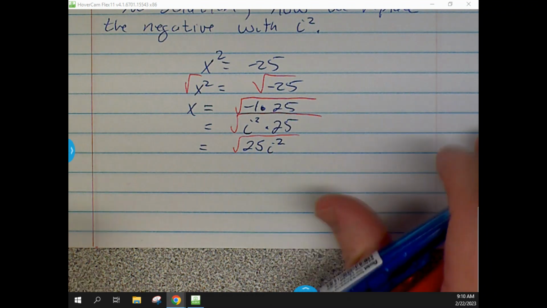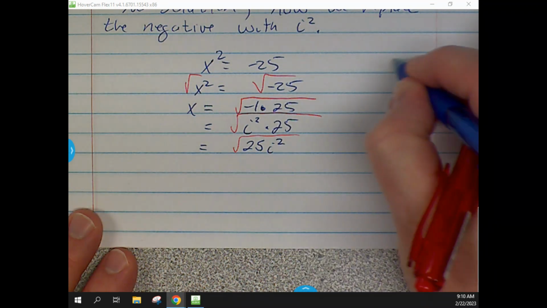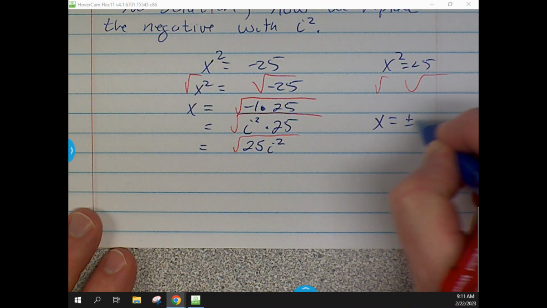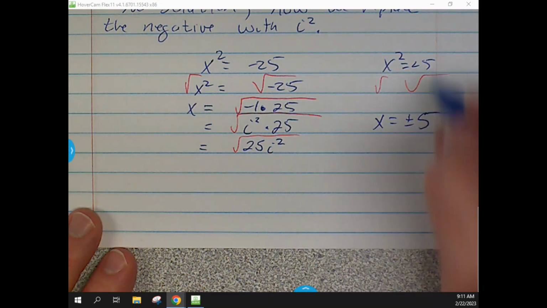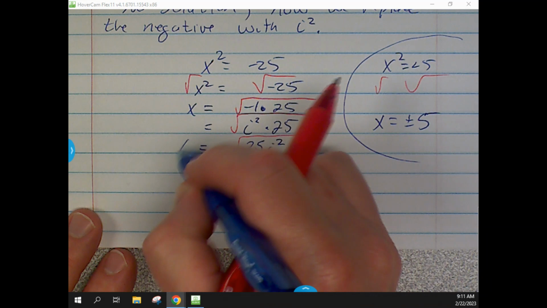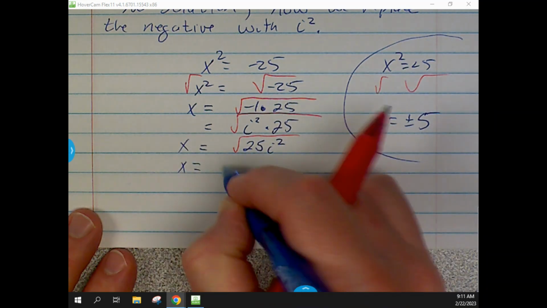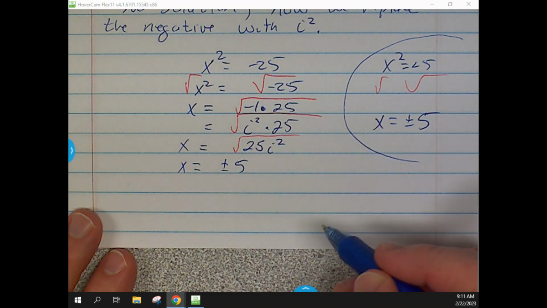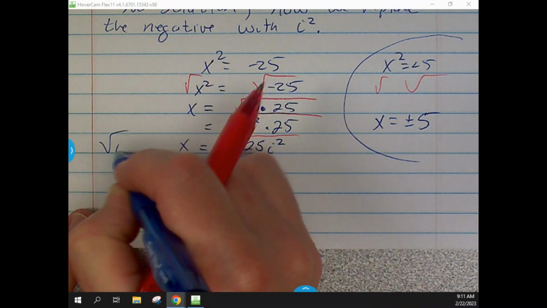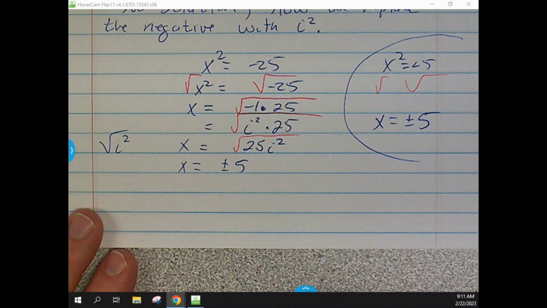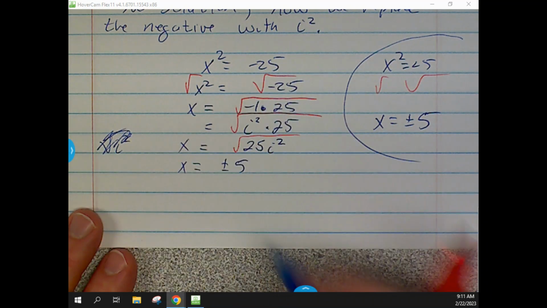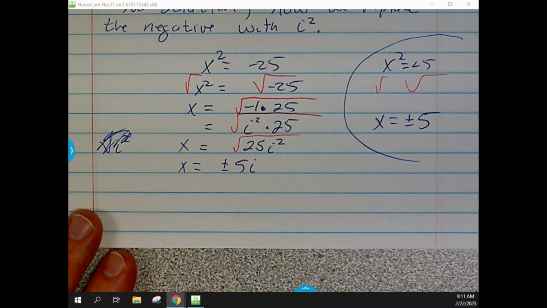Okay, and if we were doing what we did back up here, if we were just doing x squared equals 25, we would square root both sides and say that x would be plus or minus 5. Same thing here with this one. When we square root 25, that part's going to be plus or minus 5. And if you square root i squared, the square and the square root cancel each other out, and we'll leave you with just the i variable.